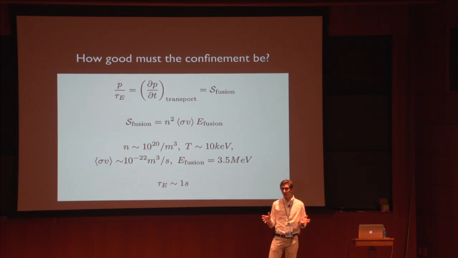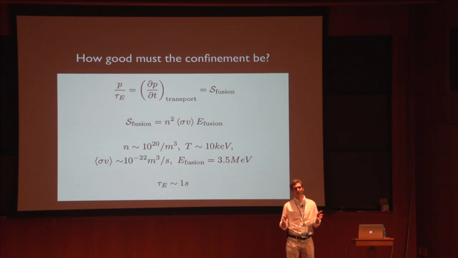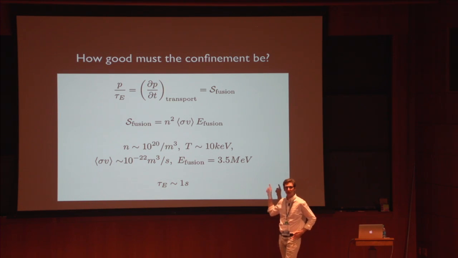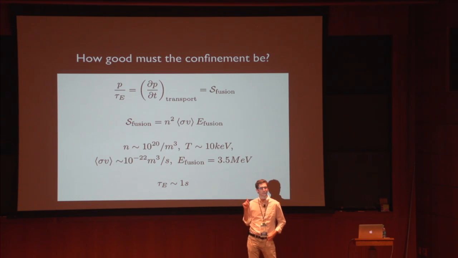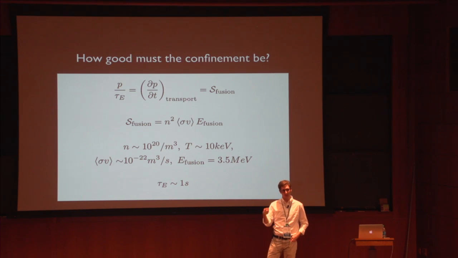Okay? So what we'd like to have happen is we'd like to kick off this fusion process and then take these energetic helium ions and use them to keep heating the plasma and have a self-sustaining system. And at that point, you can just turn off all the energy injection and let it do its thing, okay?